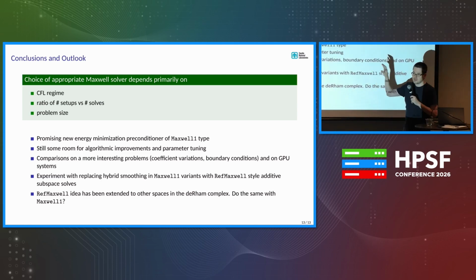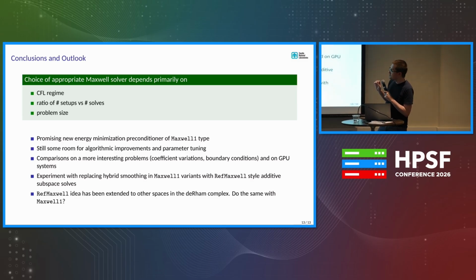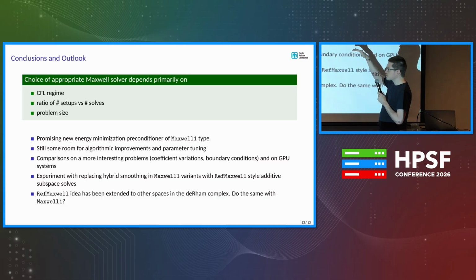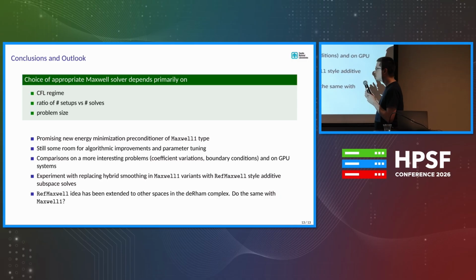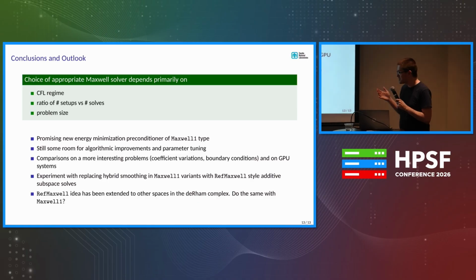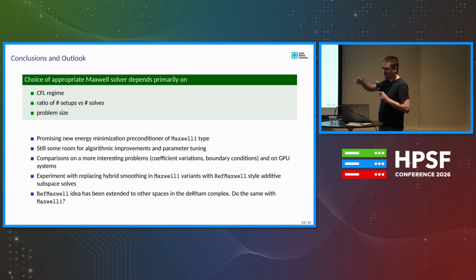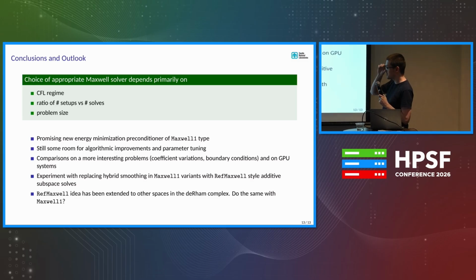Problem size obviously also comes into play, but I'm not sure if you necessarily want to tie your solver choice to problem size. I think I've shown you that this new energy minimization preconditioner seems to work pretty well. There's still a lot of room for improvement, especially in setup, which is specific to this preconditioner. Obviously, I've not shown any actually interesting problems. There are no variations in coefficients or boundary conditions, and I've not shown any GPU results here. I'm hoping to tell a story that this shows enough promise that we want to keep pushing on this, and also provide this on different platforms and try it out a little bit more.